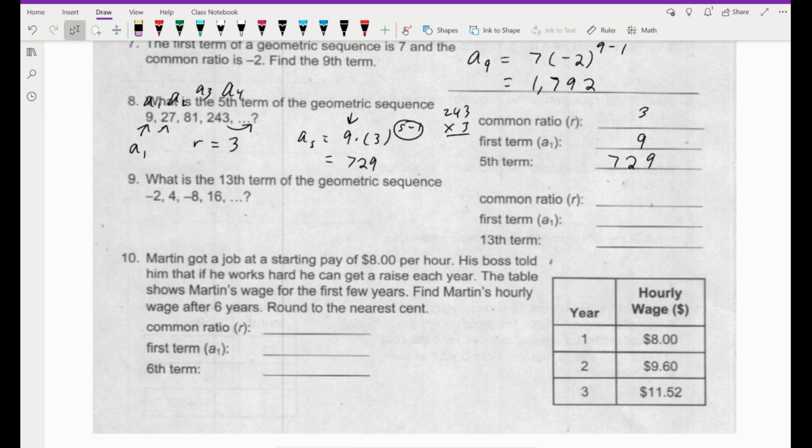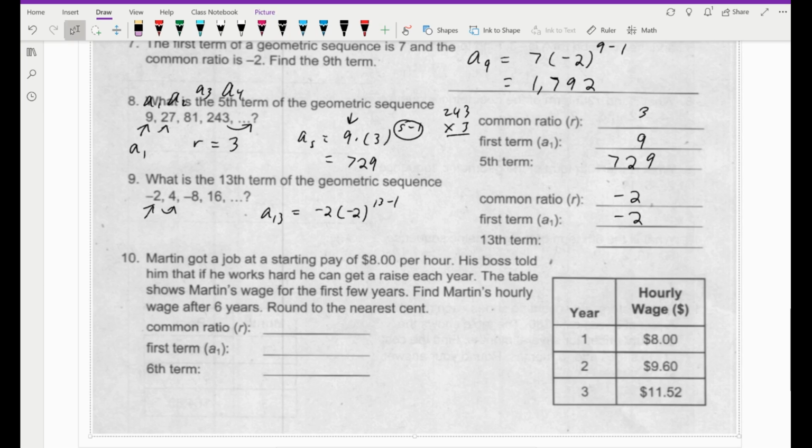Next one, what is the 13th term? Well, the first term is negative 2. The r value: what are we multiplying by to go from negative 2 to 4? Negative 2 times negative 2. So the common ratio is negative 2. To find the 13th term, we will do negative 2 times negative 2 to the 13 minus 1, which of course is 12.